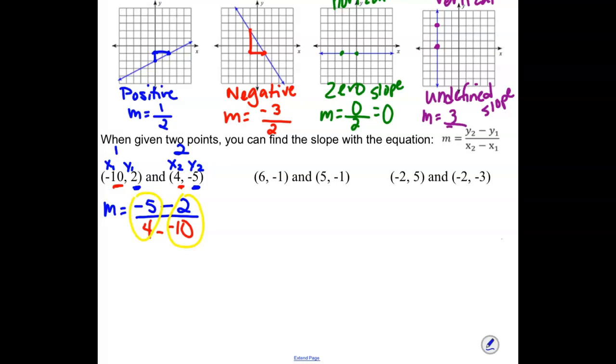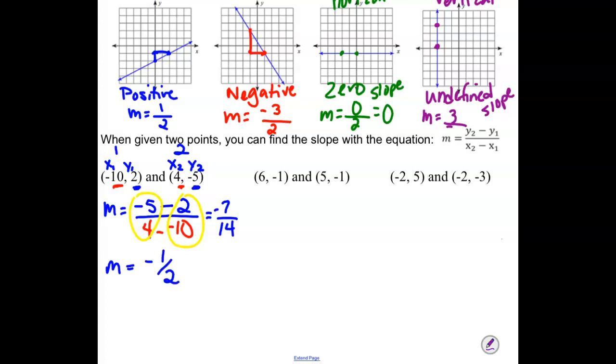All right, simplifying. Negative 5 minus 2 would be negative 7. For our denominator, we have 4 minus a negative 10, which is really 4 plus 10, or 14. And slopes we like to reduce if we can. This would reduce down to negative 1/2.